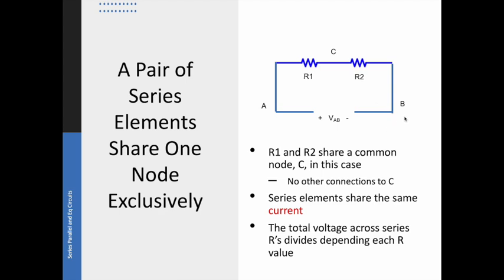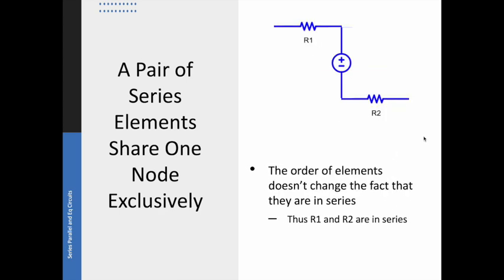Also, as far as voltage goes, if we had a voltage VAB across a pair of resistors, then that total voltage across the series resistors would divide out depending on the value of each resistor. The order of elements doesn't affect the fact that they're in series. R1 and R2 are in series here, even though this voltage source is in between the two.